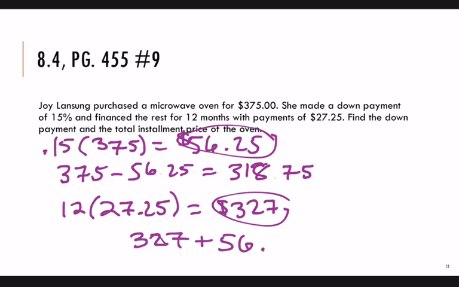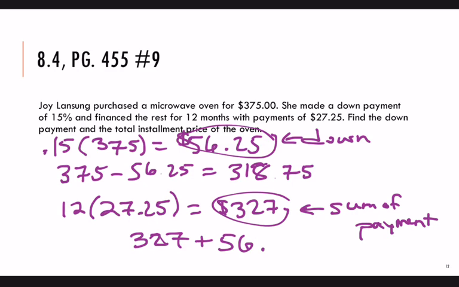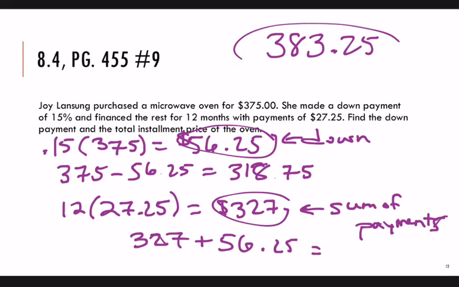Oh, I'm sorry, not the interest. This is the down payment. Okay, so installment price is the sum of all the payments plus whatever she paid for a down payment. Okay, and then that gives you $383.25.